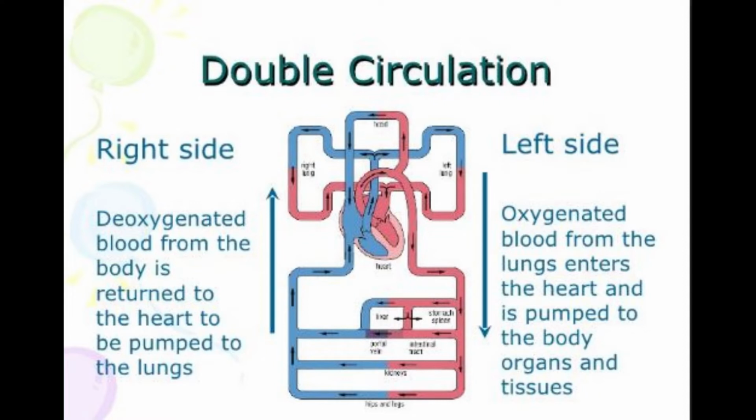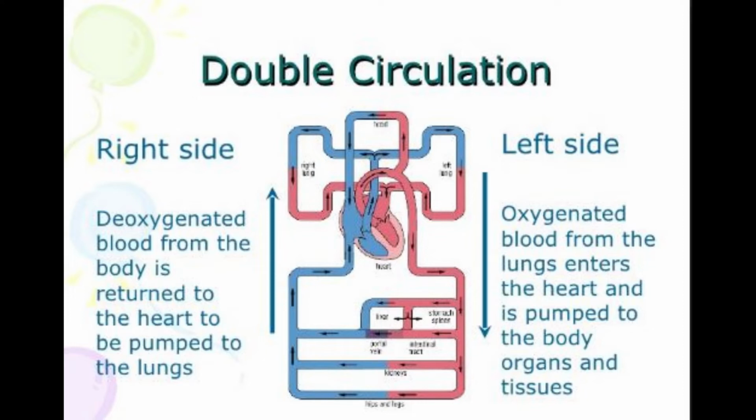The blood which is pumped through the aorta to all body parts is oxygenated blood. And from all body parts, the deoxygenated blood is again received into the heart and sent to the lungs for oxygenation. That means during one circulation, the blood passes through the heart 2 times or twice. This type of circulation, where the blood passes through the heart 2 times, is called double circulation.